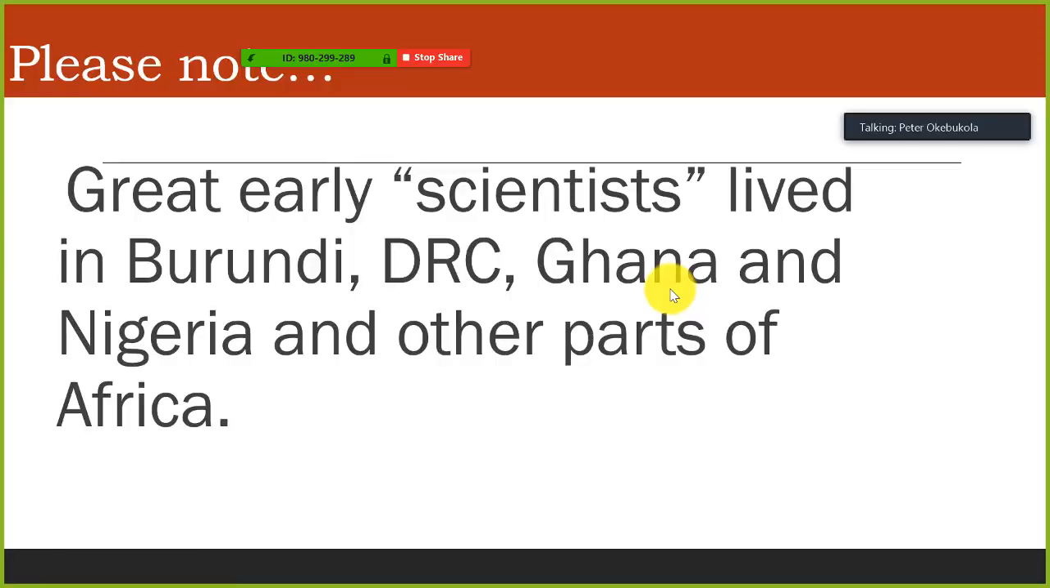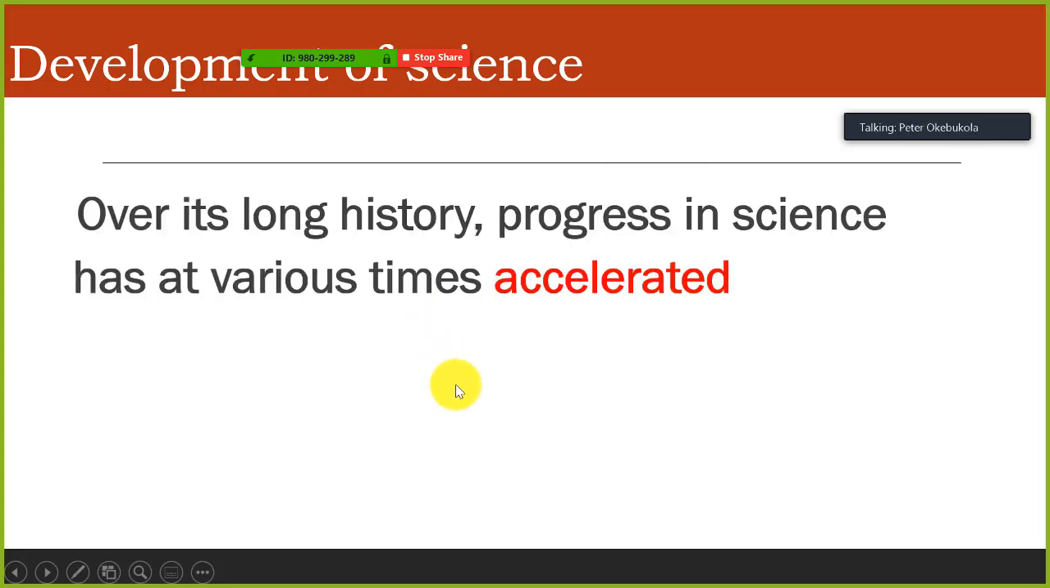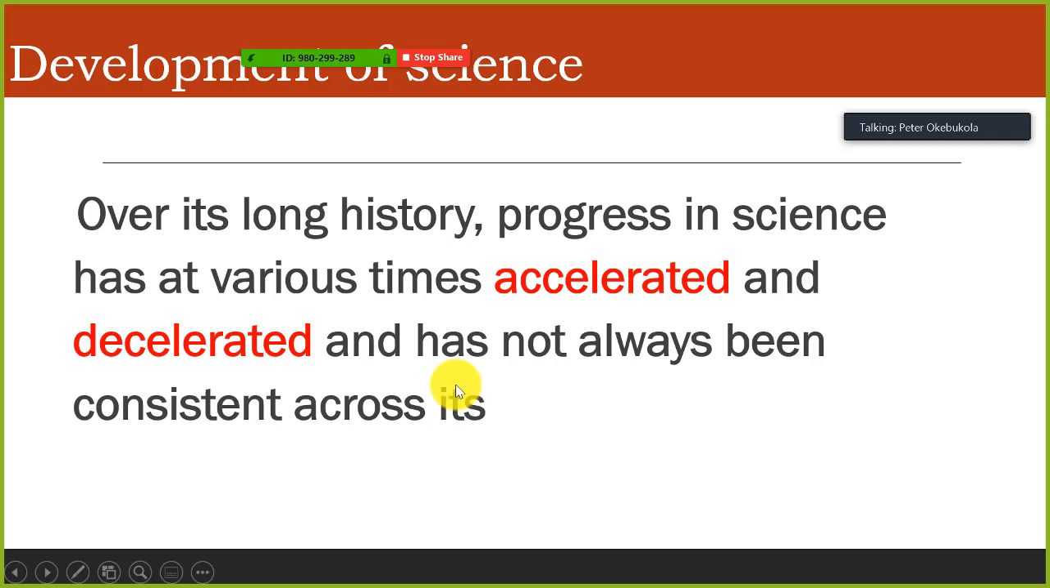But I would like us to know that the great early scientists lived in Burundi, they were in DRC, they were in Ghana, they were in Nigeria. These are members of our class and other parts of Africa. We are great scientists in these countries. Now let's look at the development of science. It's interesting to know that at some point, science will accelerate in its development, and at some other points, it will decelerate. We're going to see in a minute.